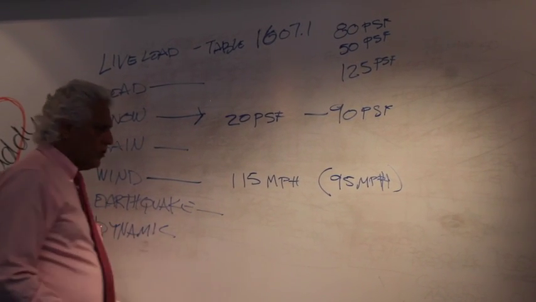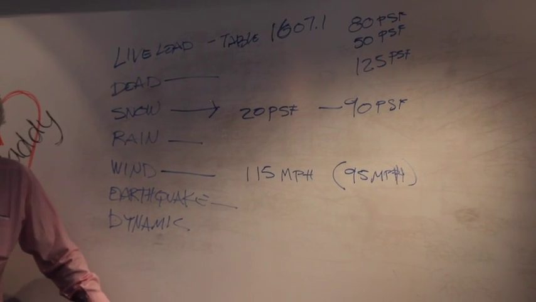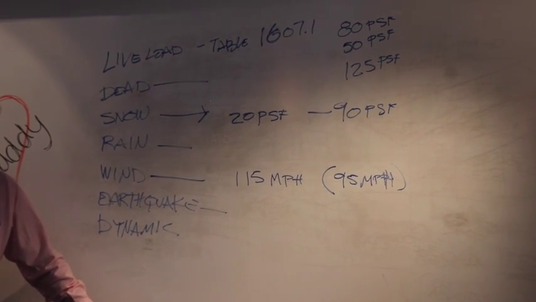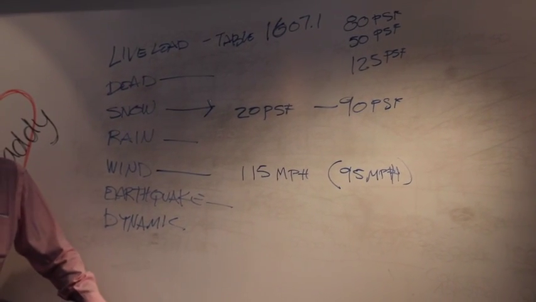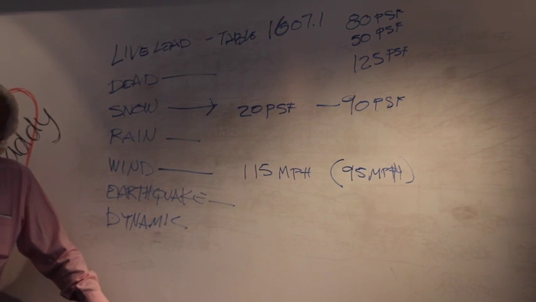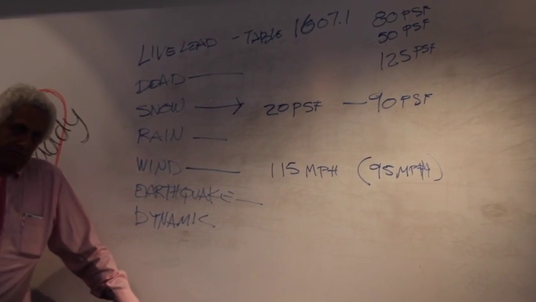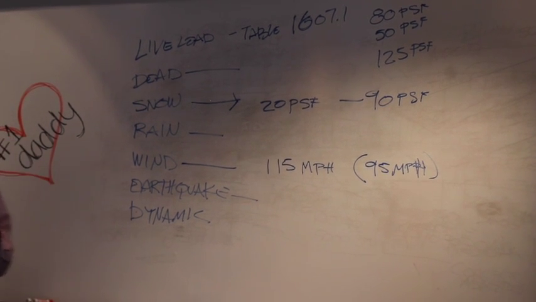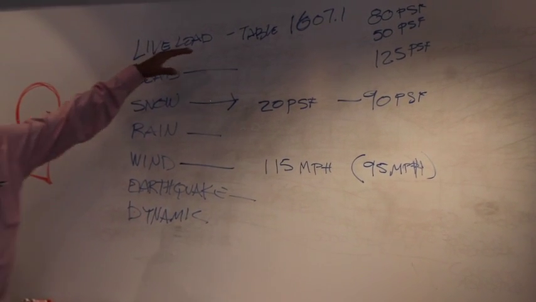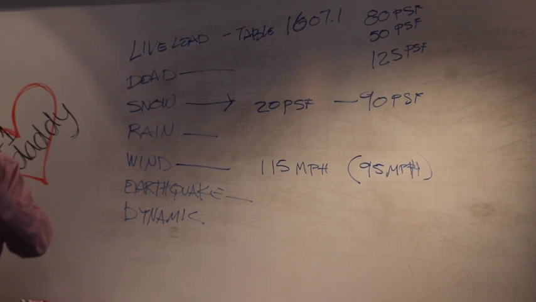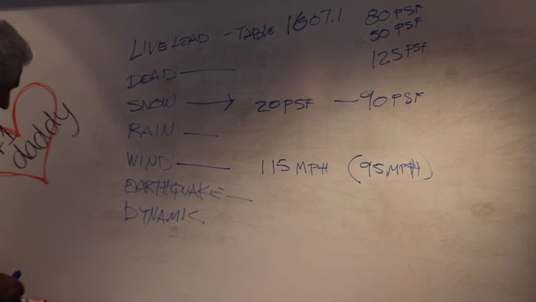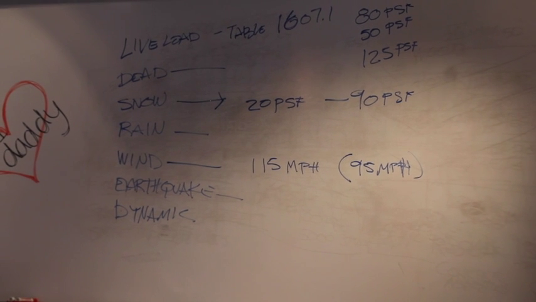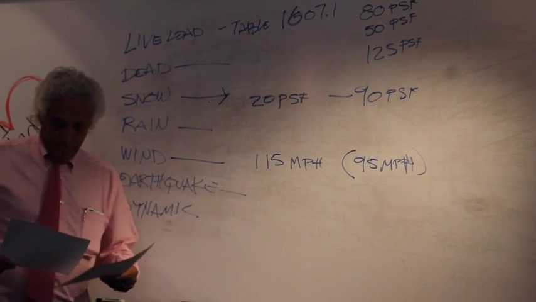Earthquakes, you don't have to worry too much about that. There is only a minor requirement in the southeast part of Michigan, but there are certain parts of the country where you have to do it. Dynamic loads are loads such as elevators and crane rails that have a force and then immediately stop, so it causes motion in the building that you have to deal with. But all of these requirements are primarily found in Chapter 16 in the building code.